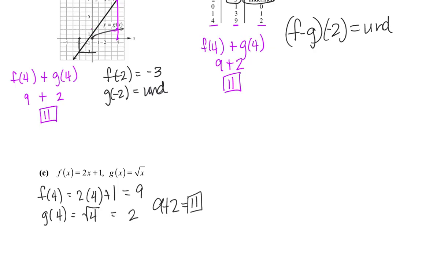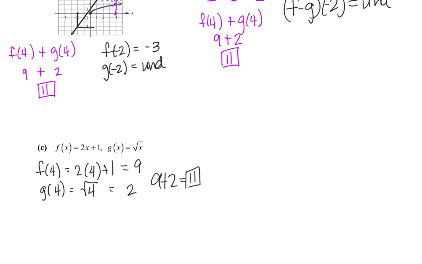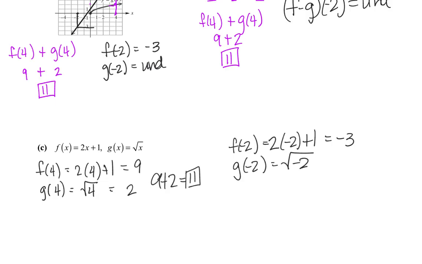And then down here, if we plug in negative 2, f of negative 2 is 2 times negative 2 plus 1. So negative 4 plus 1 is negative 3. g of negative 2 is the square root of negative 2, which is undefined because you cannot take the square root of a negative number.